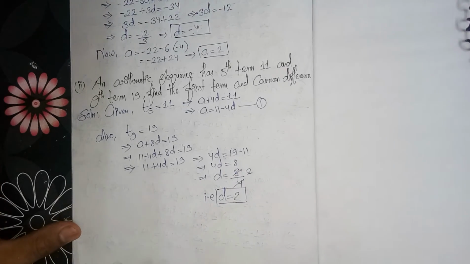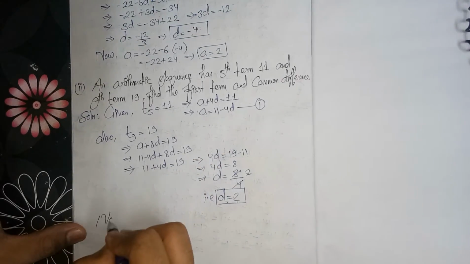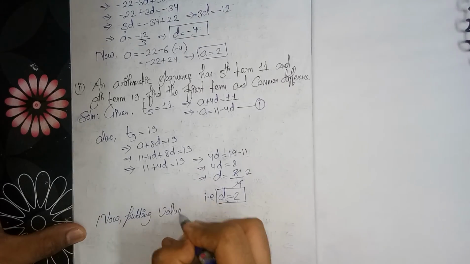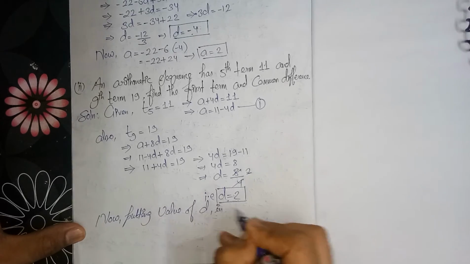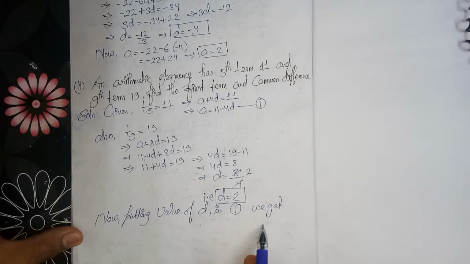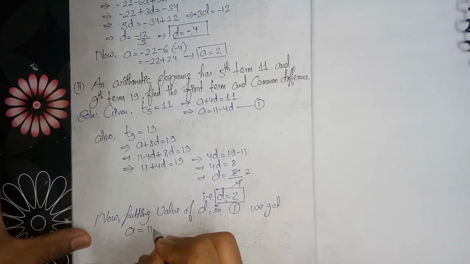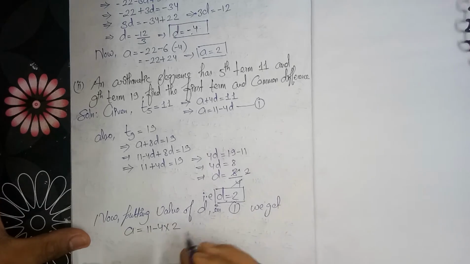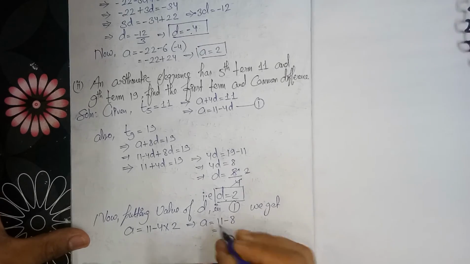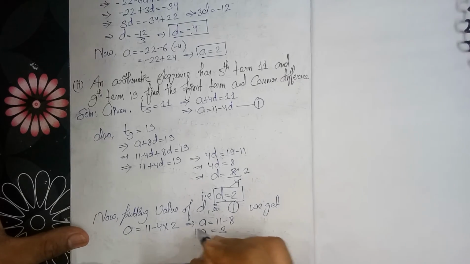Now again, to get the value of A, we just have to put this value in equation 1. On putting the value of D in equation 1, we get A is equals to 11 minus 4 multiplied by 2, right? D is 2, implies A is equals to 11 minus 8, which is 3, right? So the value of A is 3.